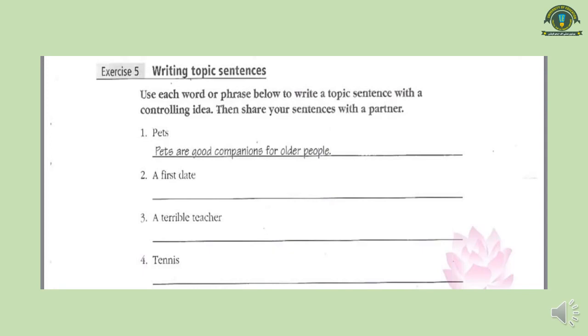What you need to do is write a topic sentence. The tag word is given to you, for example, pets. So pets are good companions for older people. The controlling idea is that pets are good for older people as a friend. So a first date, what can you write in this? A terrible teacher, what can you write in this?